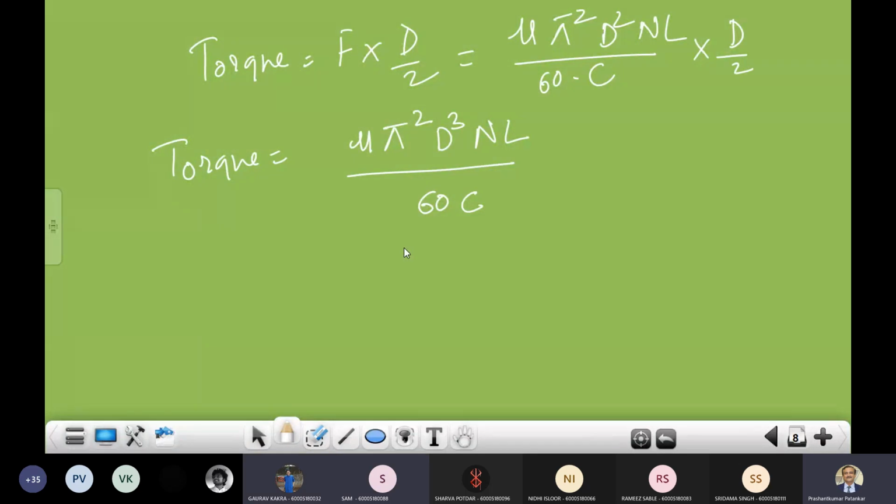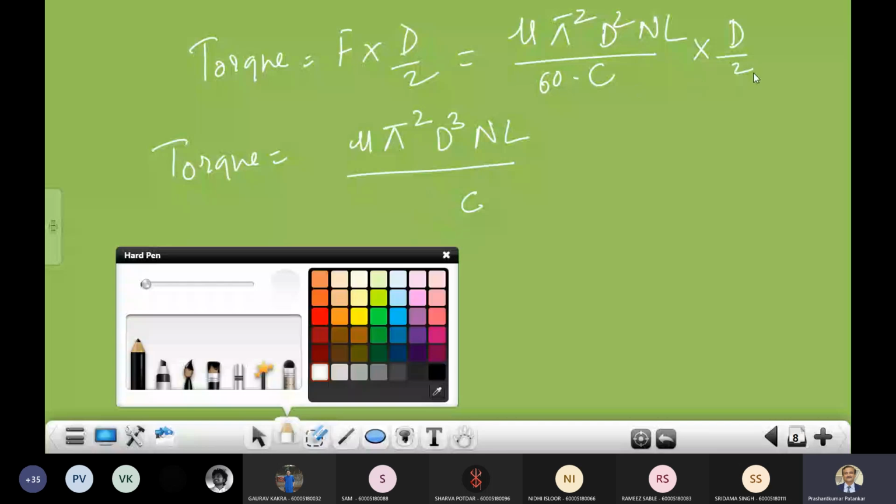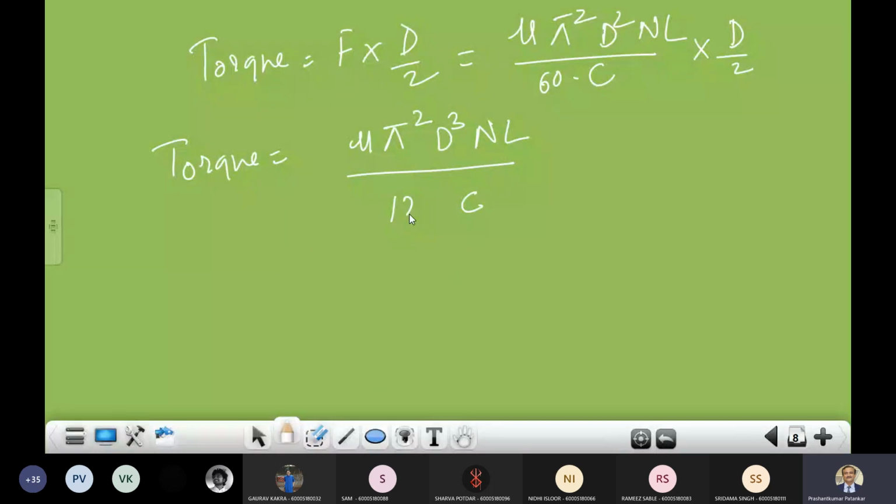Acha, one thing I forgot. Just a minute. Here it will not be 60 C. It will come out 120 C. So it comes out mu into pi square D cube into NL upon 120 C.